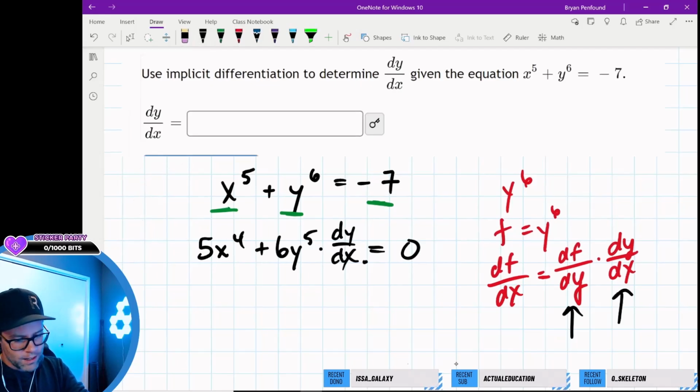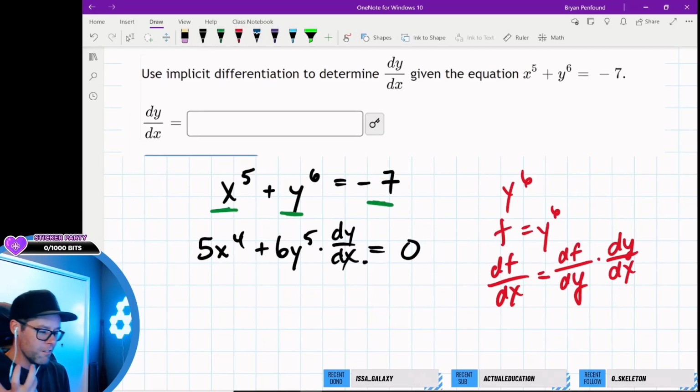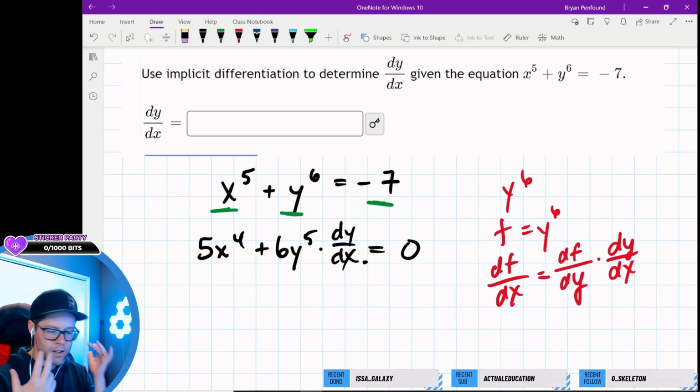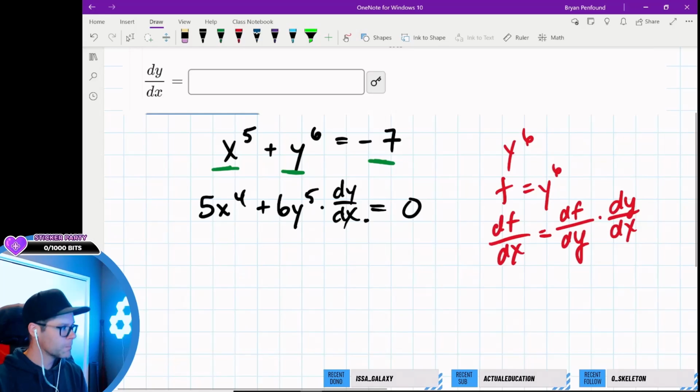So there we go. That's kind of the setup for these questions, viewing any function of y as a function of x and understanding that the dy/dx comes out because of our setup with regards to the chain rule.